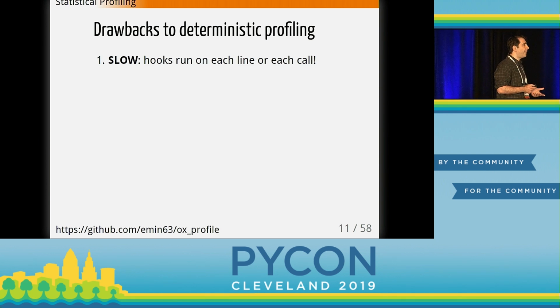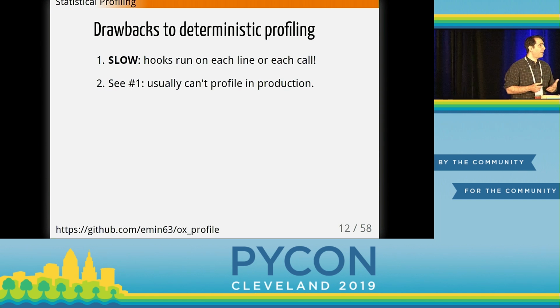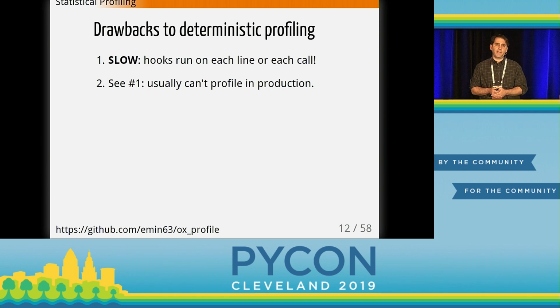Okay, so what's another drawback? Another drawback is C number 1. It's slow, and I mean it's really slow. And so this is important because it makes it difficult to use profiling in production, deterministic profiling in production.